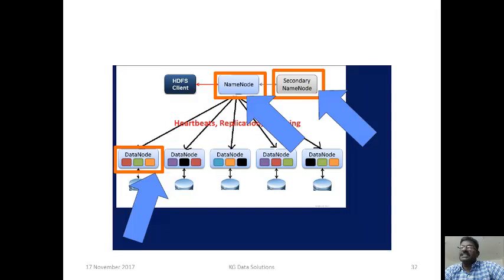So we have an HDFS client. The HDFS client will first interact with the name node. Then you have something called the secondary name node. That is for journaling purposes. We'll see it in more detail. So basically, what does the name node do?